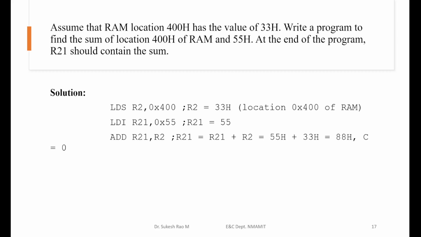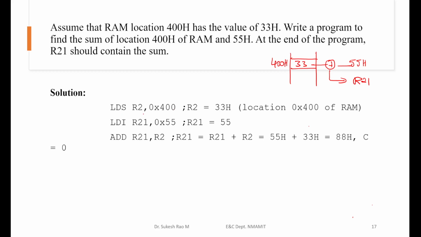So what is the question statement actually? There is a location 400H, and in that location I'm going to have 33. There is another value, a literal value 55, which is loaded in a register. I should add this to the content and store the result in R21. That's the problem statement, and we assume that 400 will have this value.